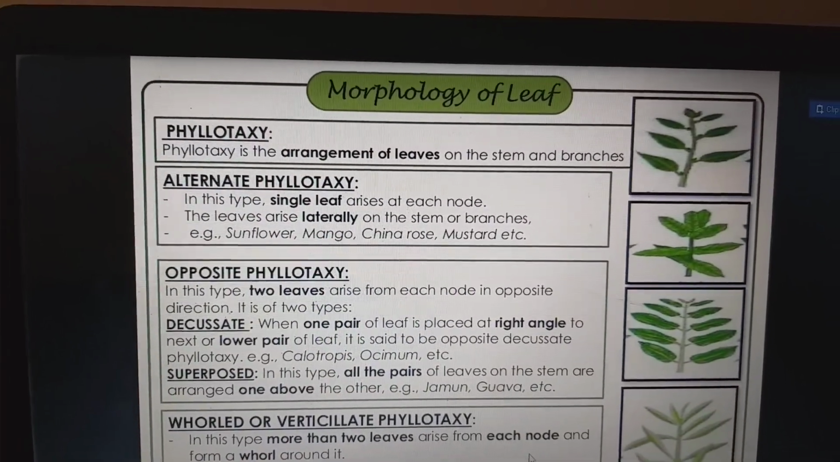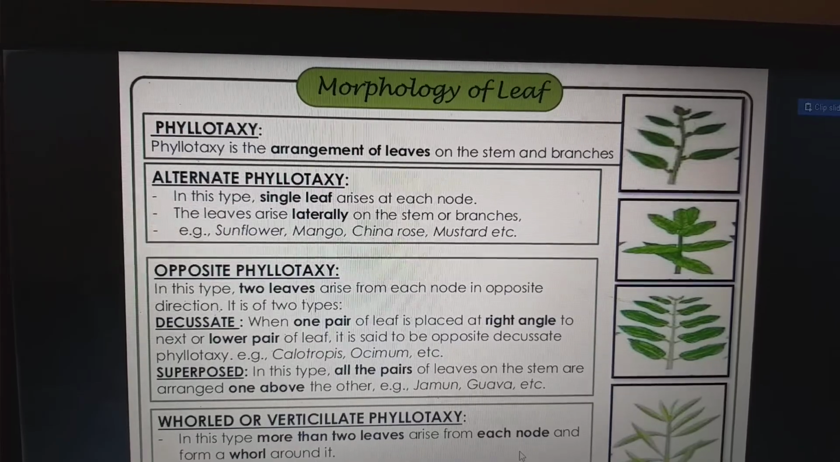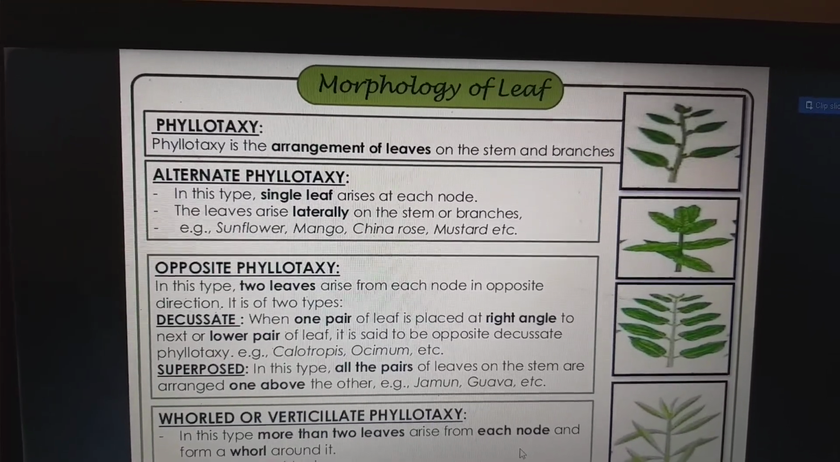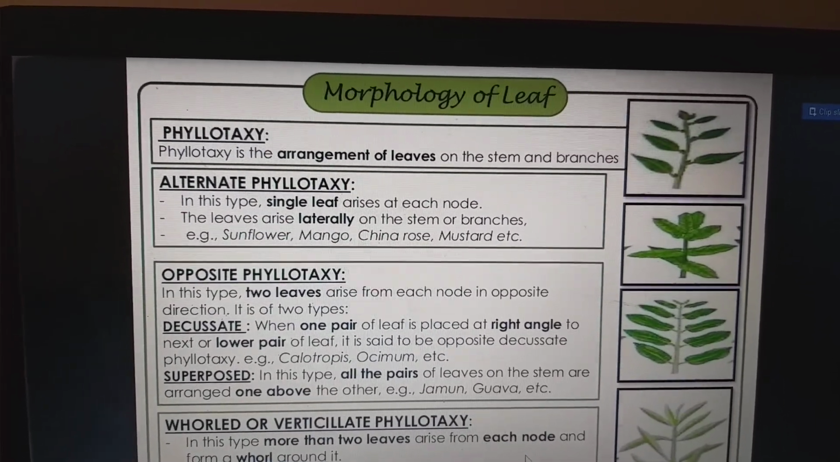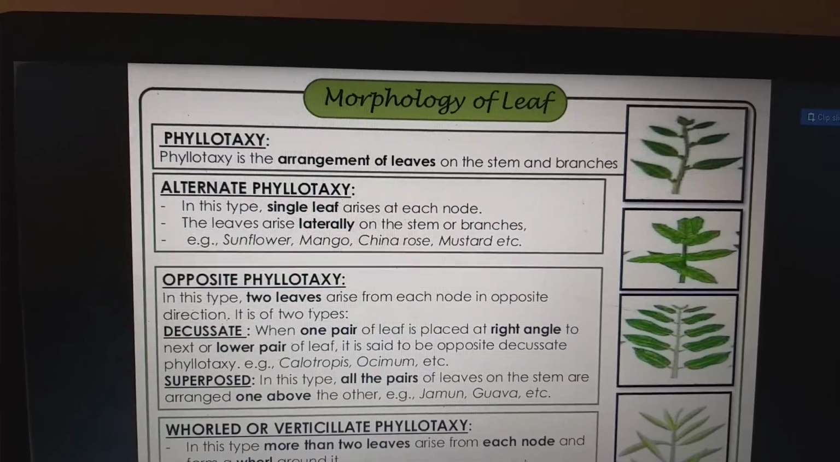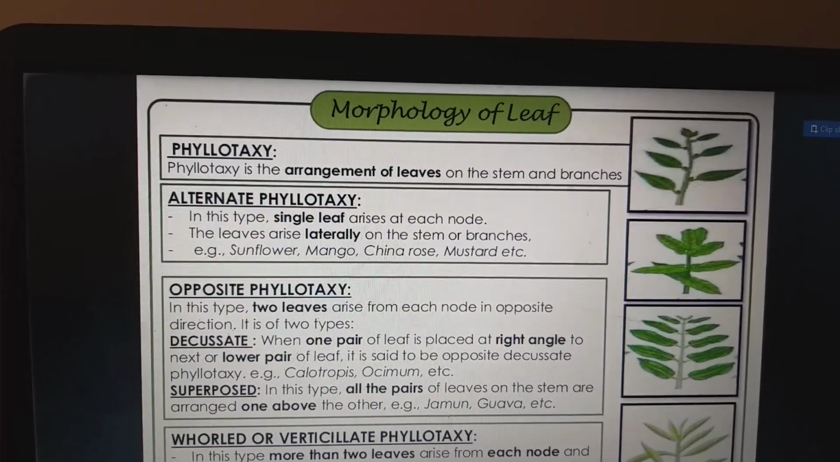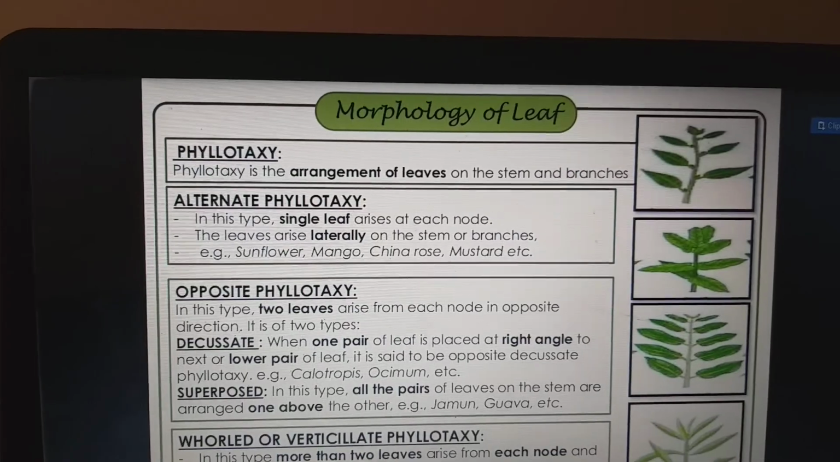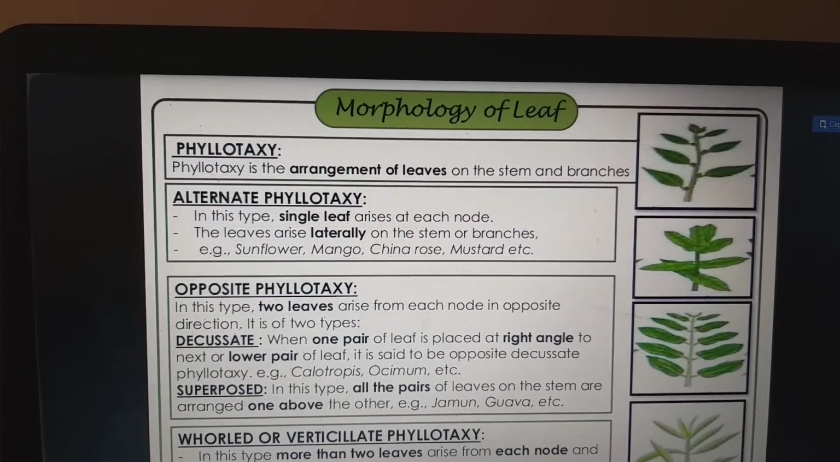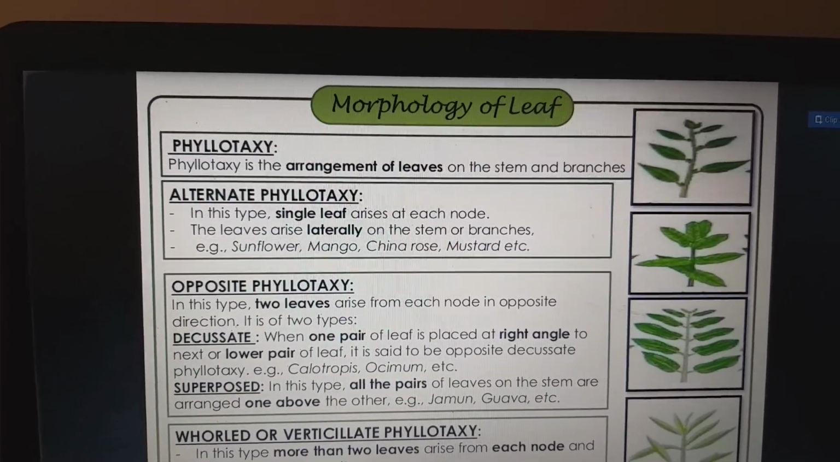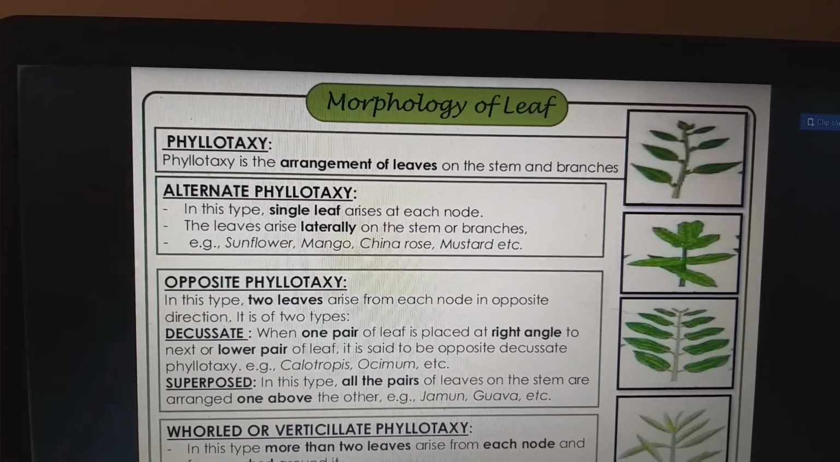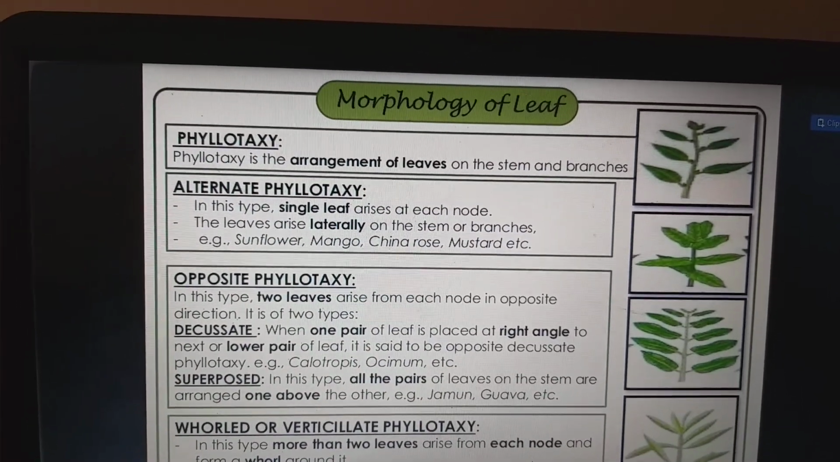Coming to the next, phyllotaxy. Phyllotaxy is the arrangement of the leaves on the stem and branches. And we have alternate phyllotaxy. In this type, a single leaf arises at each node. So the leaves arise laterally on the stem or the branches. For example, sunflower, mango, china rose, mustard, etc.